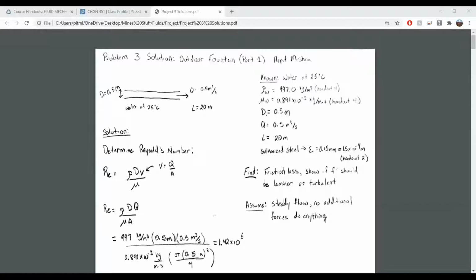So for problem number one, I have an outdoor fountain, and it has many parts to it. There's a water fountain that flows into a little reservoir that then goes through marble tubing, which then drips into a reservoir, and that reservoir is connected to a pump, which pumps it all the way back up into the water fountain.